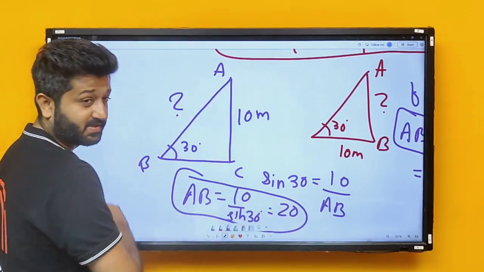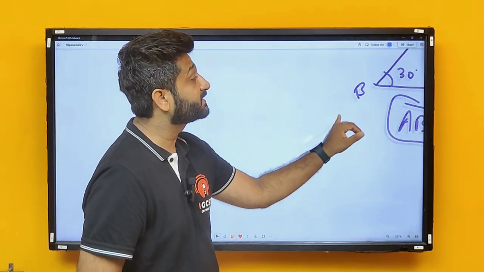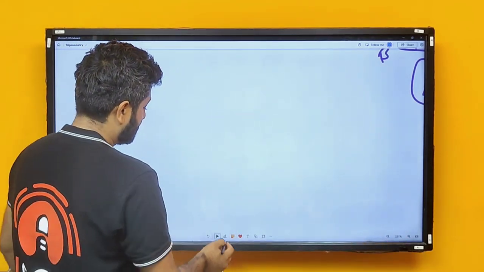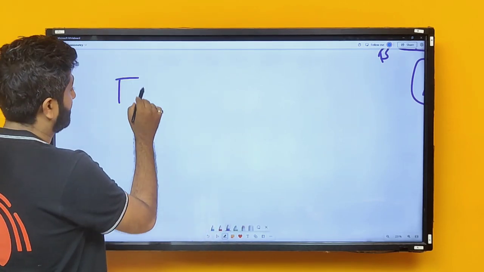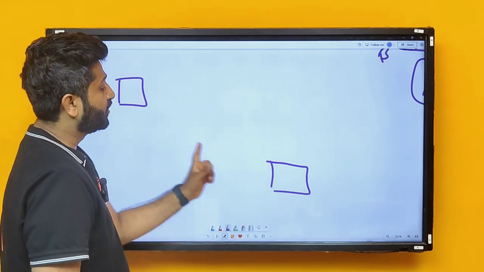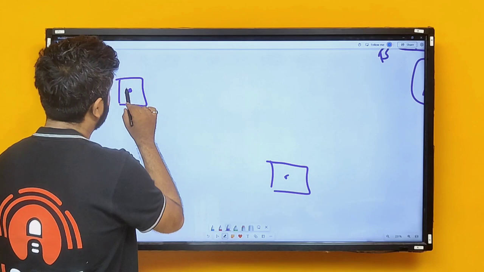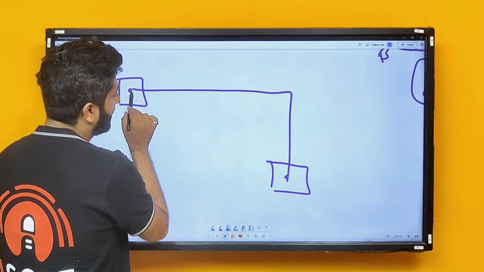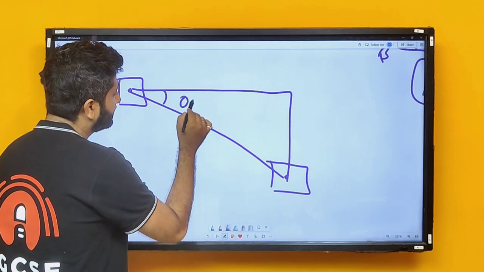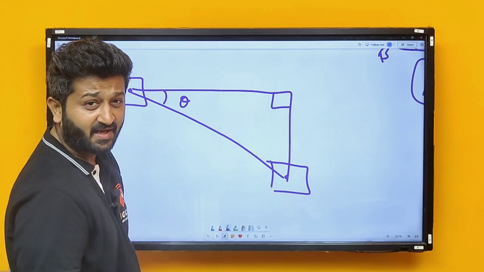This is how I can use this. I can also use this to find angles. Where can I find an angle? Let's say this is my plane, this is my enemy tank, and I want to shoot down this enemy. This point is forming a right angle triangle. As you can see, this is forming an angle theta, and this is 90 degrees.